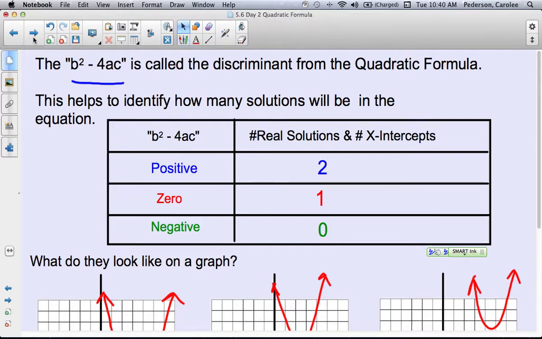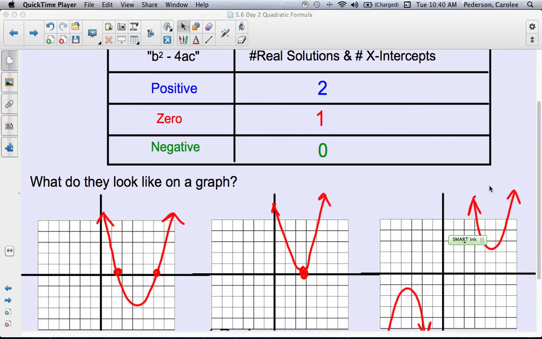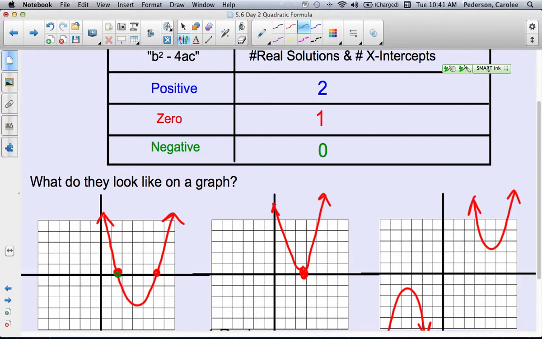So I have three different graphs. You don't need to draw these graphs on your paper. So here would be the first example where your parabola opens up and you have an x-intercept right here and right here. That's the scenario when you have your discriminant in your quadratic formula, and let's say you have a positive 5 left. Then you'd have x-intercepts of plus or minus.